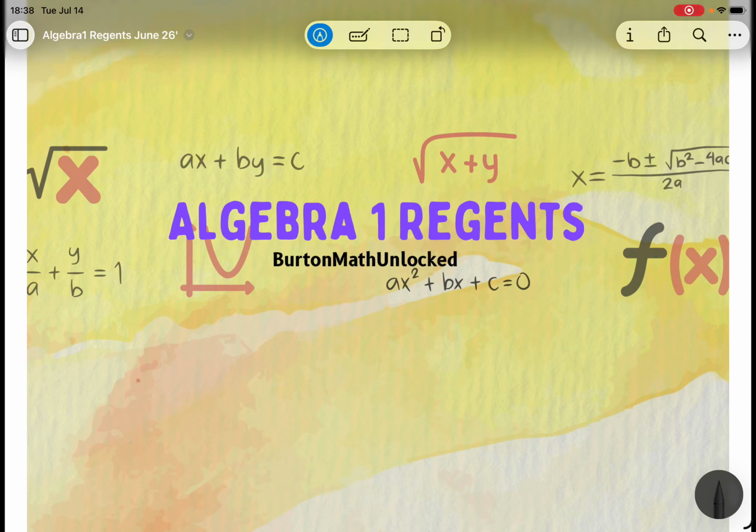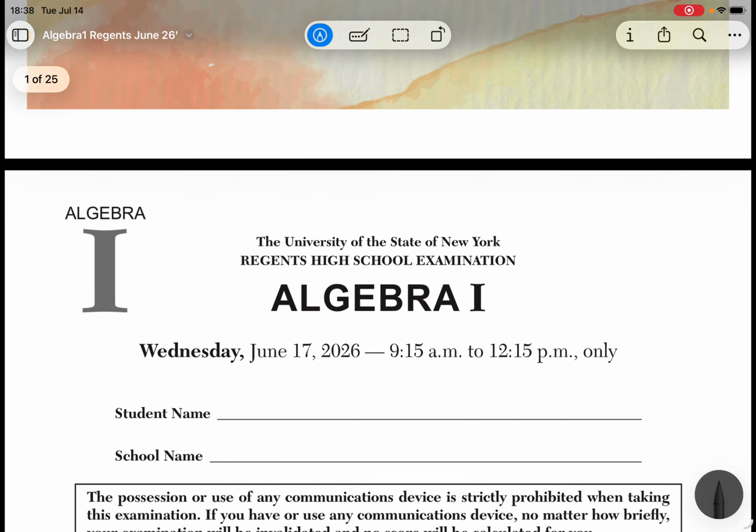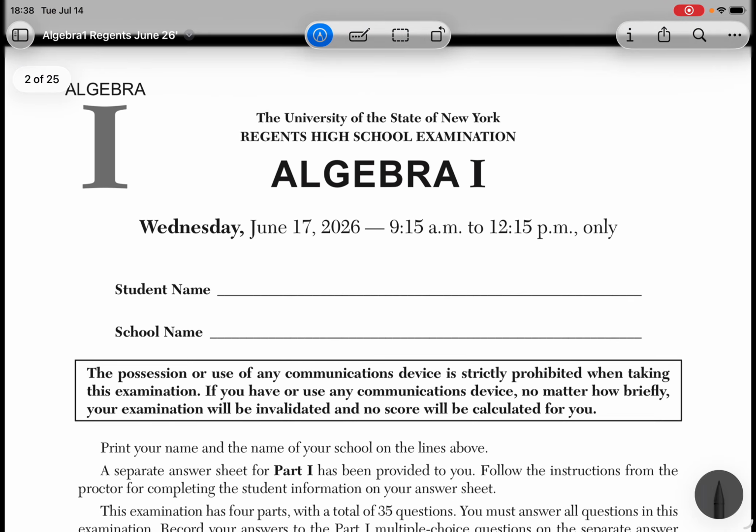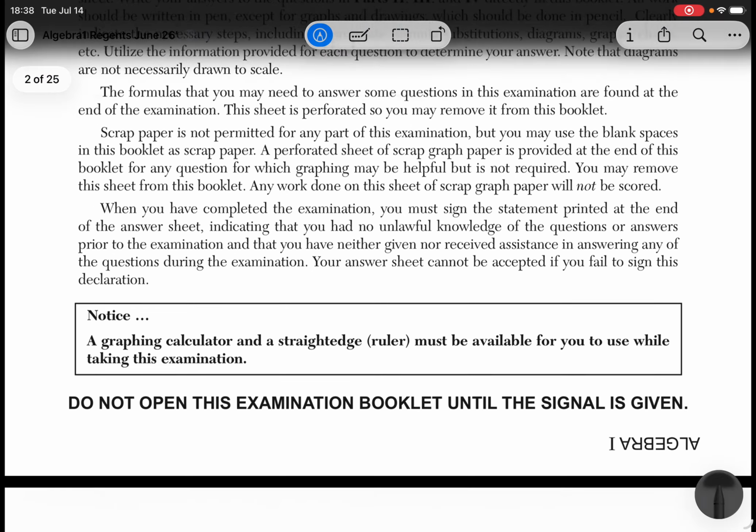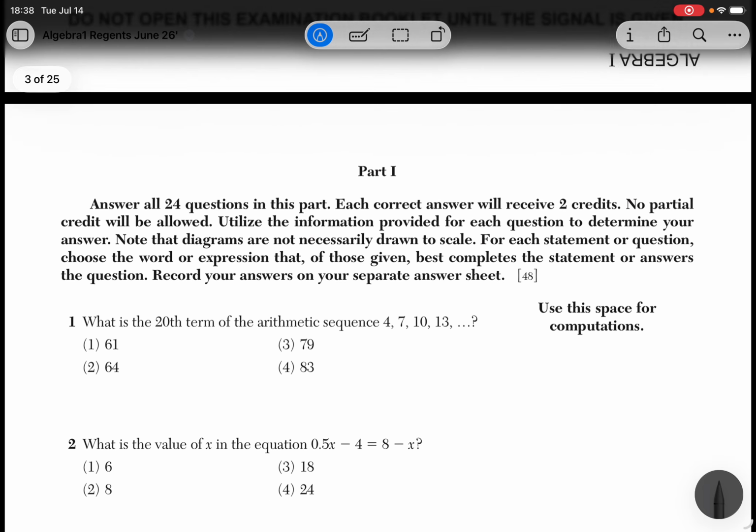Today we're going to be going over the Algebra 1 Regents from June of 2026. So it's been recently posted. So we're just going to go over some of the questions so you know what to expect on any other previous Regents or any of the new Regents coming up.